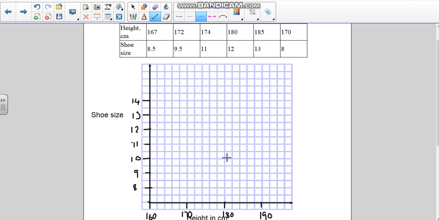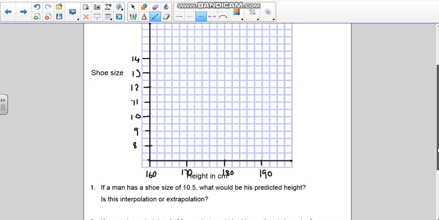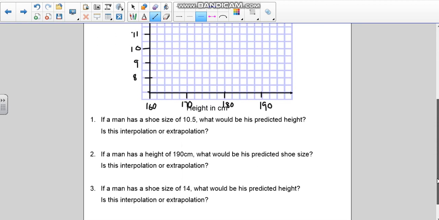Okay, so get that copied, plot these points, draw in a line of best fit, and then you need to answer the questions at the bottom of the worksheet. If you've not got the worksheet in front of you, just press pause while you get that done. And here are the questions.